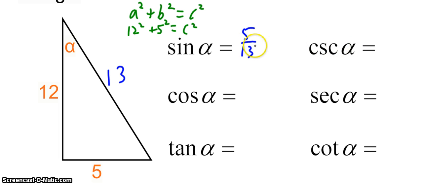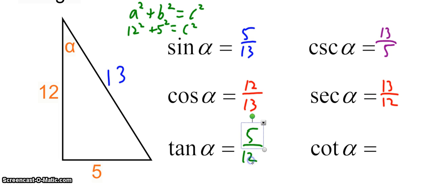Remember, the cosecant is the reciprocal of that. It's hypotenuse over opposite, so that's just 13 over 5. One thing to point out, then: if you know the sine of an angle, you automatically know the cosecant of the angle because it's the reciprocal. The cosine of alpha is the adjacent over hypotenuse, so that is 12 over 13, and therefore the secant, which is the reciprocal, is 13 over 12, because the secant is hypotenuse over adjacent. Tangent is opposite over adjacent, so that is 5 over 12, and therefore the cotangent is the reciprocal of that, so that is 12 over 5.